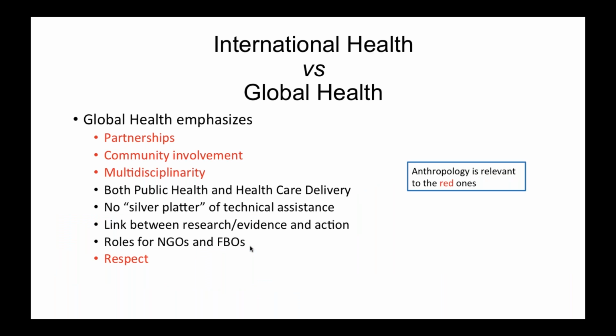There are some differences between international health and global health, which I'm assuming all of the listeners know, but some of these emphasize partnerships, respect, and community involvement. I think anthropology is relevant for those.